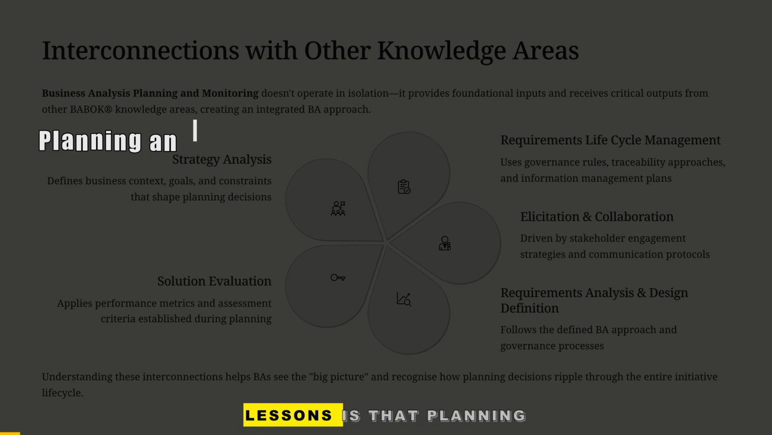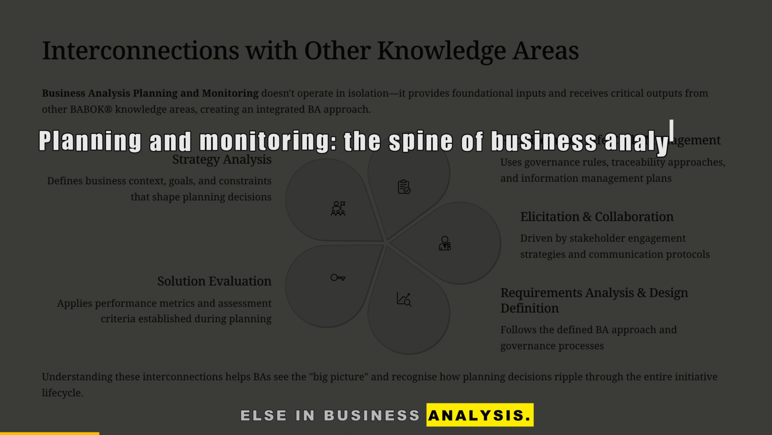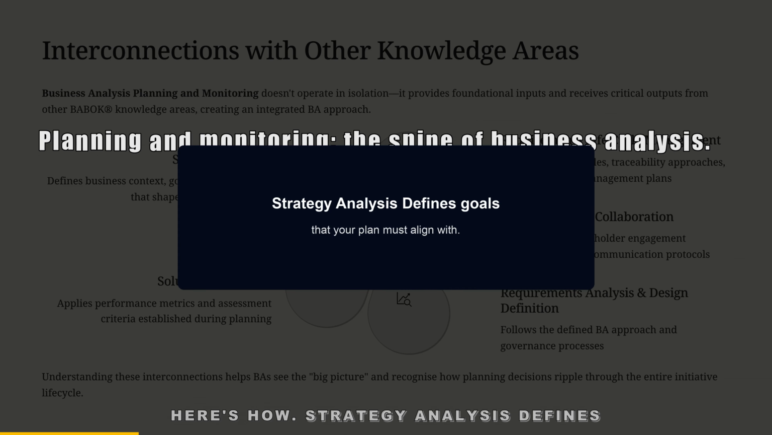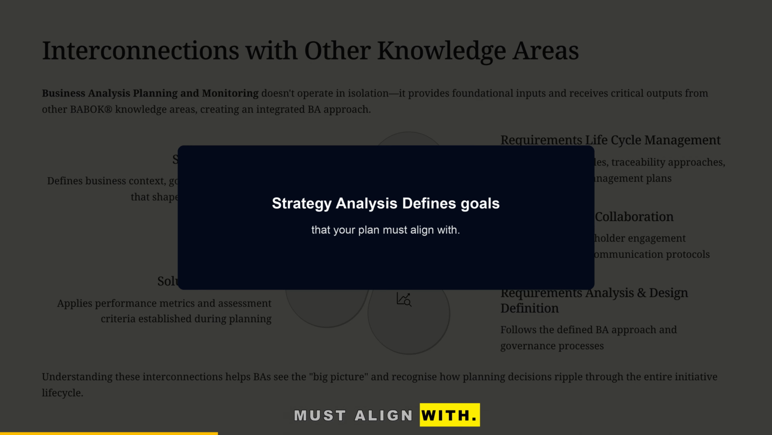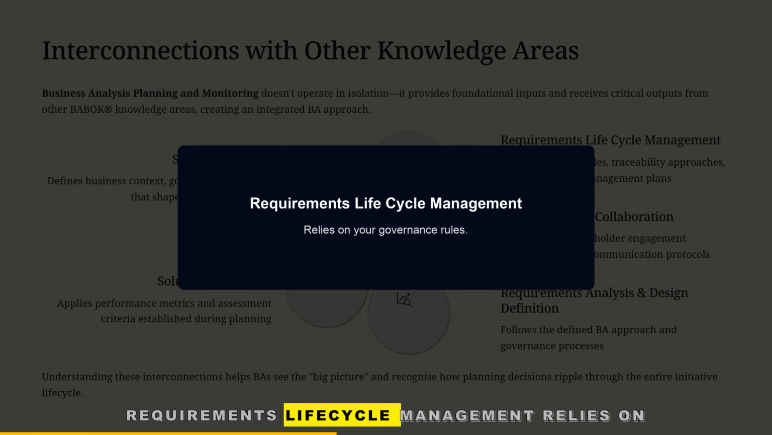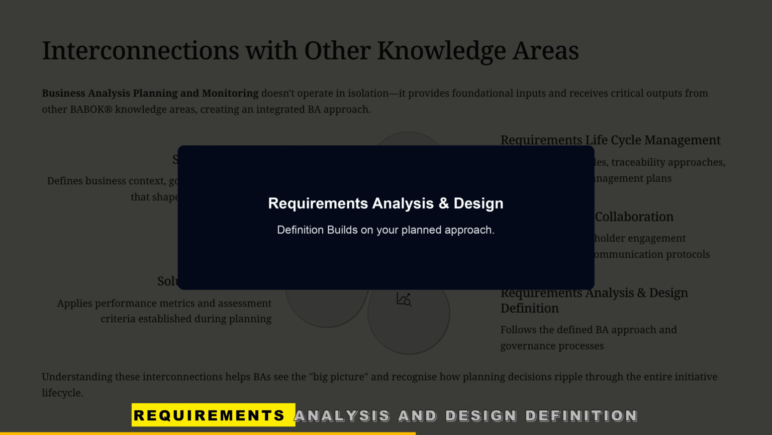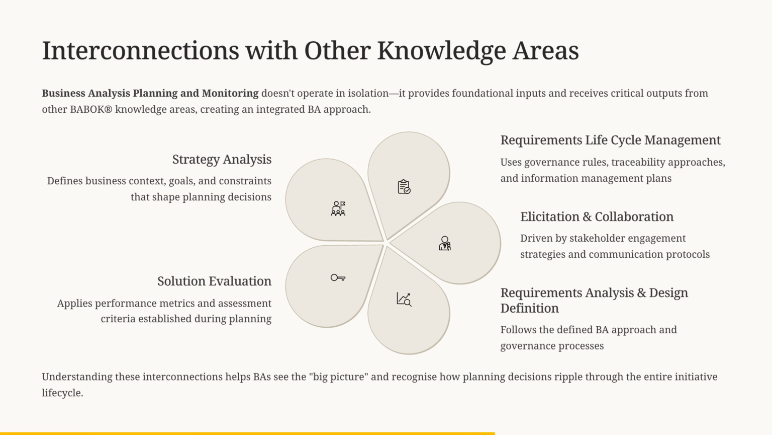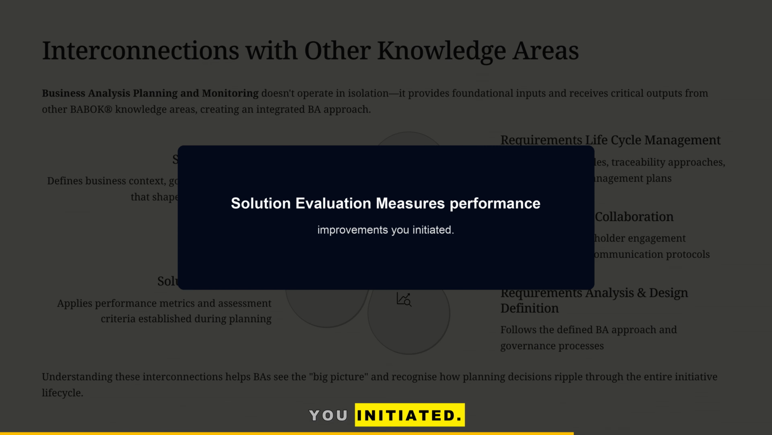One of the most overlooked lessons is that planning and monitoring connect to everything else in business analysis. Here's how. Strategy analysis defines the goals that your plan must align with. Elicitation and collaboration follows the engagement methods you designed. Requirements lifecycle management relies on your governance rules. Requirements analysis and design definition builds on your planned approach. Solution evaluation measures performance improvements you initiated.